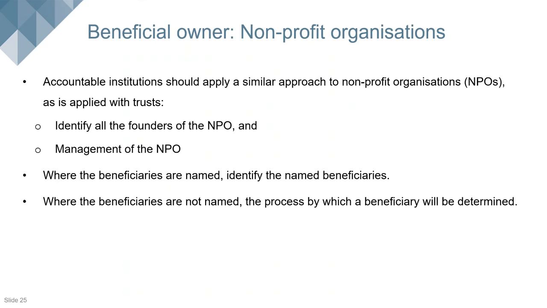When we come to nonprofit organizations, so this is a type of legal person that could be involved in your structure, that could be your client, you apply a similar approach as you would to trusts. So you would identify all the founders of the nonprofit organization, and you would determine who is responsible and who exercises management of the NPO. Where beneficiaries are named, you will identify those named beneficiaries, and if they are not named, then you need to identify the mechanisms as to how these beneficiaries will be determined.